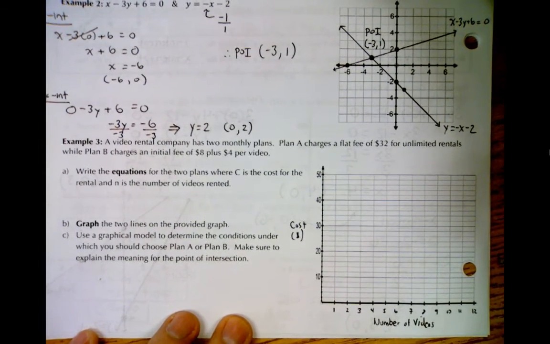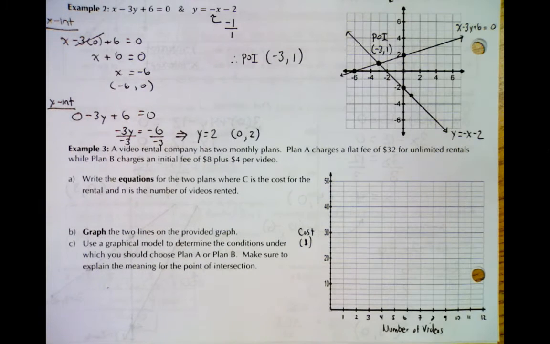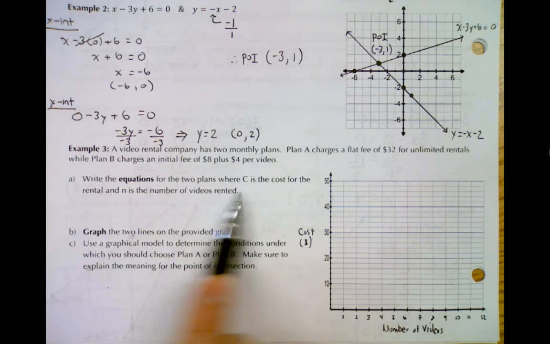I've gone ahead and labeled my graph already. If you want to take some time to do that, go ahead. Example 3 says a video rental company has 2 monthly plans. Plan A charges a flat fee of $32 for unlimited rentals. So that means no matter how many videos you rent, the cost will be $32. While Plan B charges an initial fee of $8 plus $4 per video. So let's look at the cost C for the number N of videos rented.